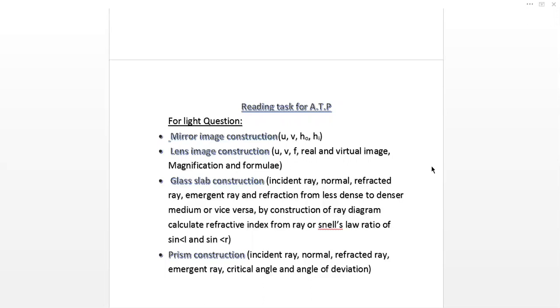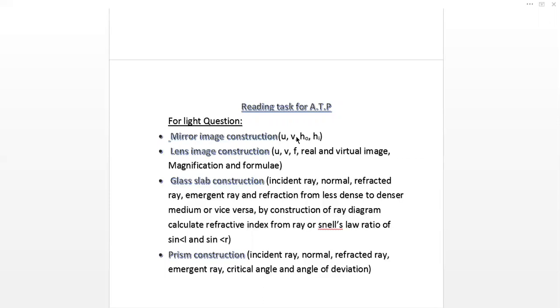You must also know how to draw the height of object HO, as you can see here, HO for height of object and HI for height of image. You will draw in the paper the object distance u, image distance v, height of object, and height of image. Also you must know the concept of real and virtual image. So for mirror, you must read all these topics.